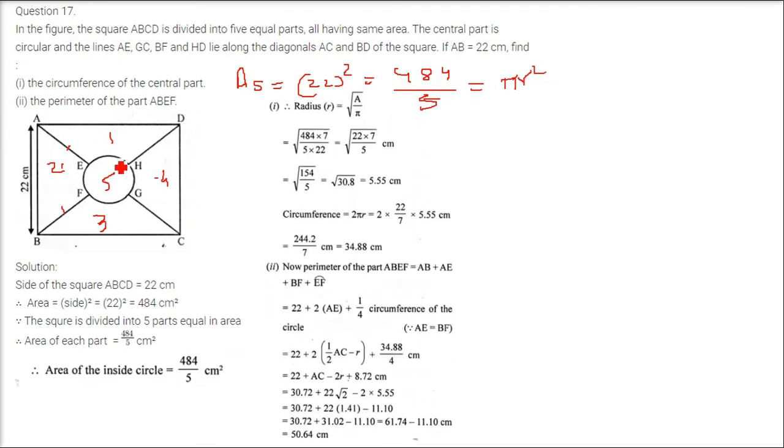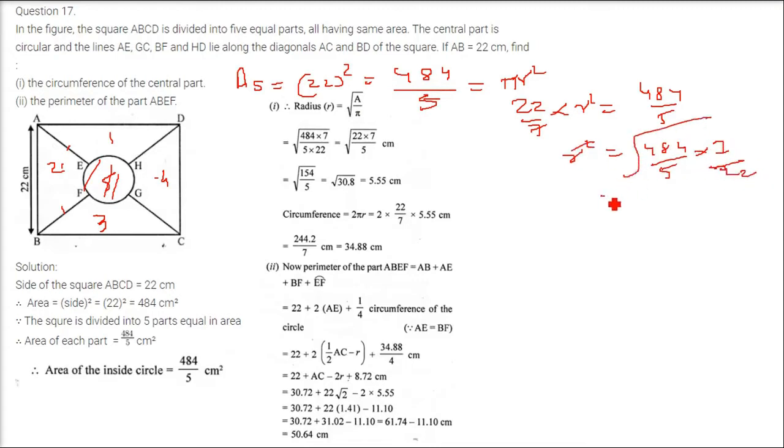So I am equating this to the radius. This is a circle and this is one of the parts. I have taken 484, which is the area of the whole, and divided it into 5 parts, so one part will be equal to pi r square. Pi is 22 by 7, so 22 by 7 into r square will be equal to 484 by 5. So r square will be 484 by 5 into 7 by 22. Taking the root, r will come as 5.55.